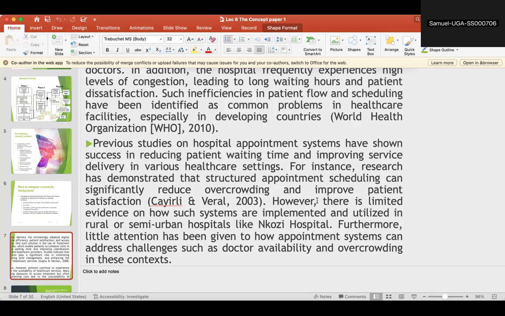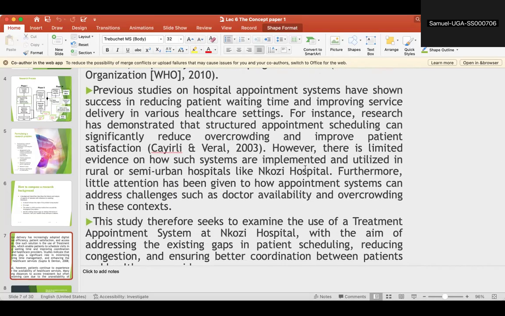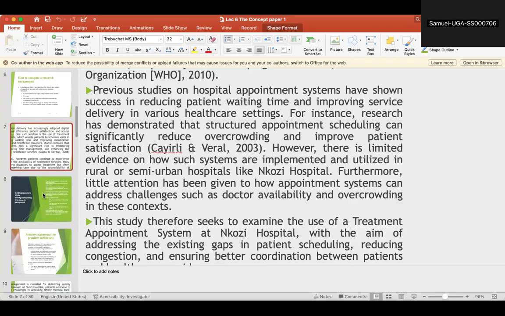Proceed. Previous studies on hospital appointment system. Okay, yes, now you see that you bring in what other people have done, what they have contributed towards improving healthcare what? Services. Then you mention what they have done and what has been achieved. Let us go back to our slides.